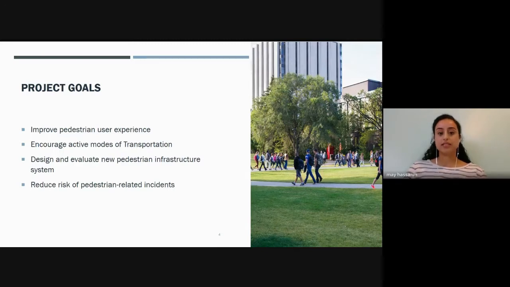The pedestrian mode system is held out to be the foundation of Calgary's transportation system. Our project focused on improving the pedestrian user experience in and around the University of Calgary by designing a system that encourages users to use active modes of transportation, such as walking and cycling, when commuting to and from campus. This would be done through designing and evaluating a new and improved pedestrian infrastructure system. This new system would then help reduce pedestrian-related incidents in and around campus as well.